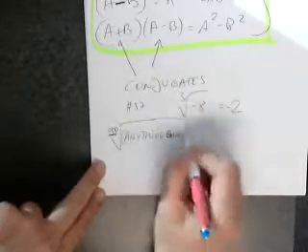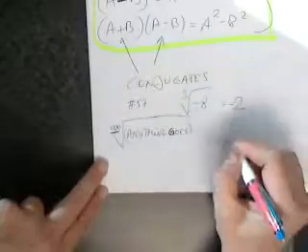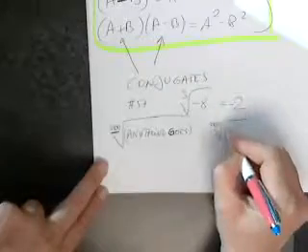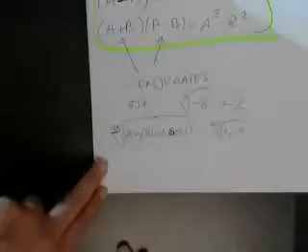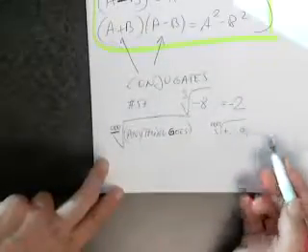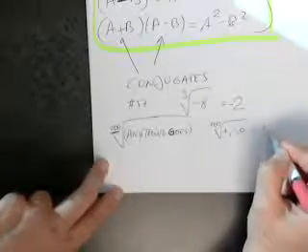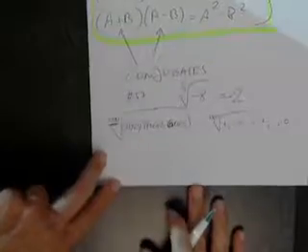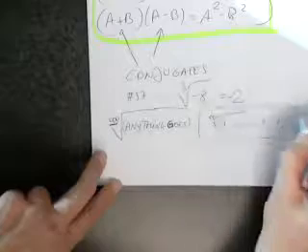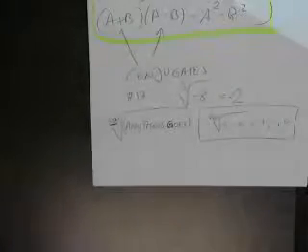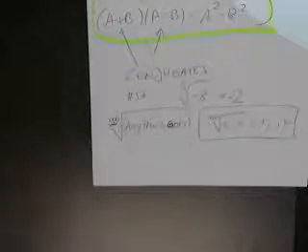Anything goes under. No problem. Friendly. So an odd index can have positive, can have negative, can have 0, and the answer will be positive, negative, or 0. So this is a friendly radical. Defined everywhere, no restrictions, no problems.